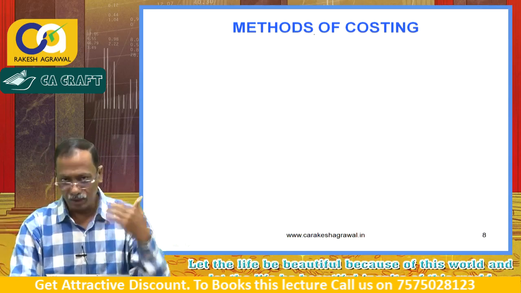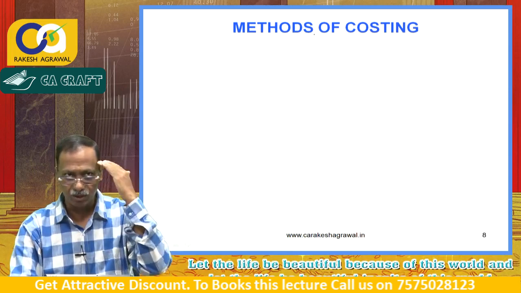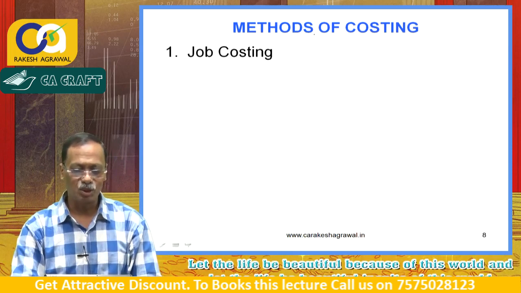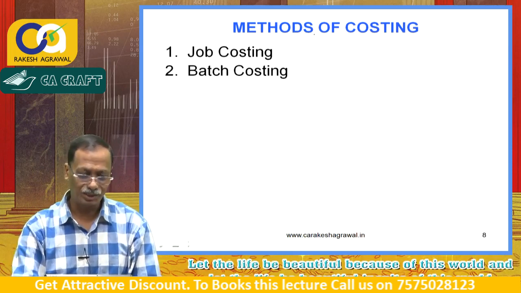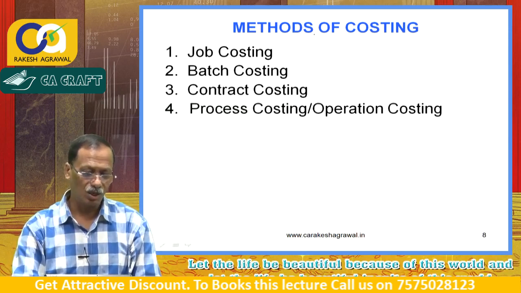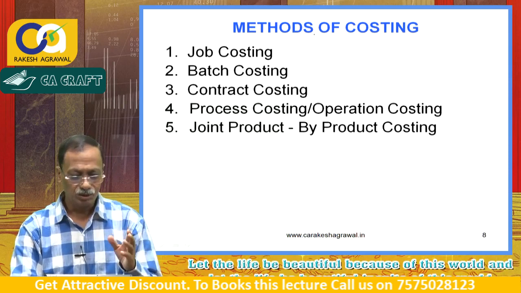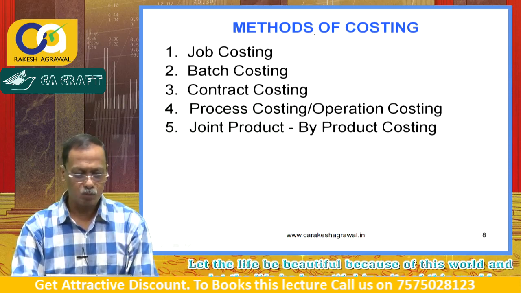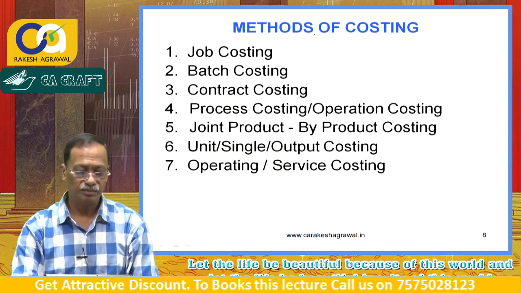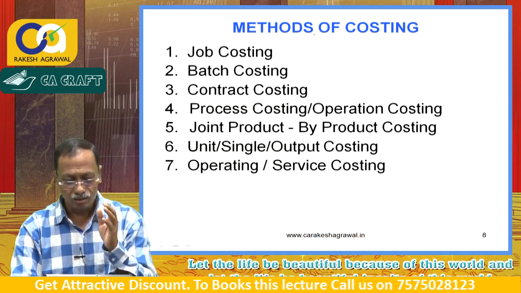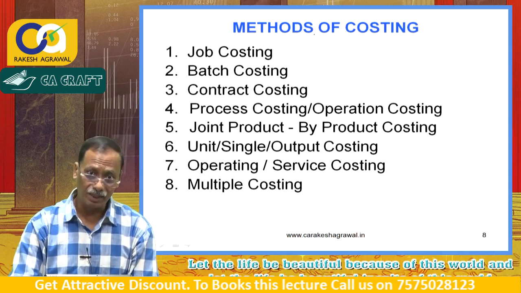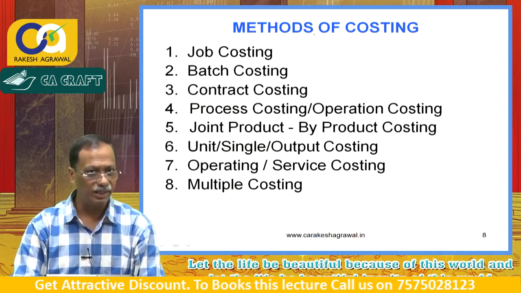Now if I put the list of certain names of methods of costing, you will be able to recollect your entire syllabus of CA intermediate. It is nothing but job costing, batch costing, contract costing, process costing or operation costing, joint product and byproduct costing, unit, single or output costing, operating or service costing, and multiple costing. These are various methods of costing, and this was mainly your CA intermediate syllabus.